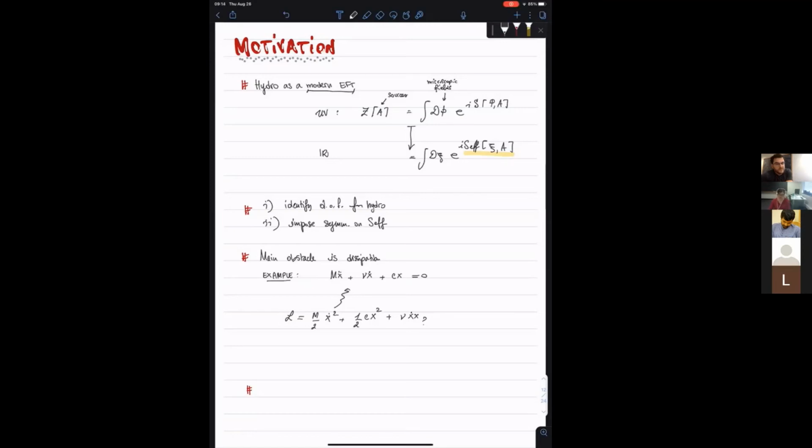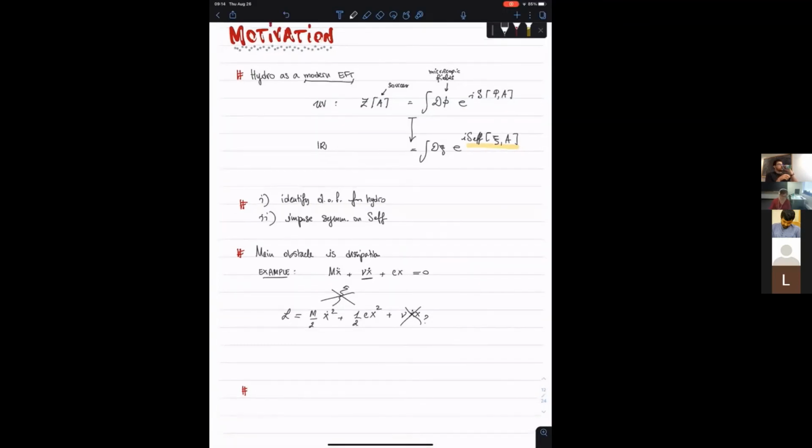If you think a little bit about this, you can realize that this is actually a total derivative term. So you cannot really write a term of this form from a Lagrangian point of view using just these variables here. So this approach will not work.